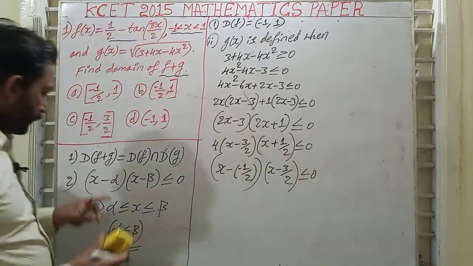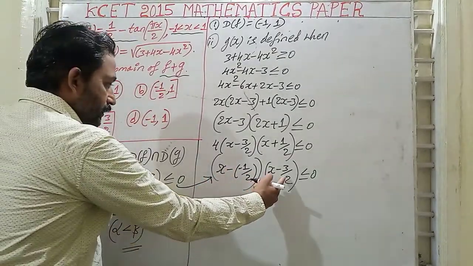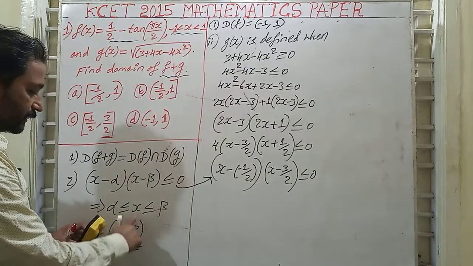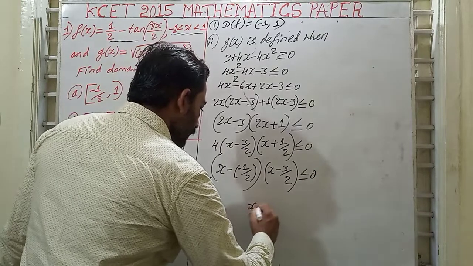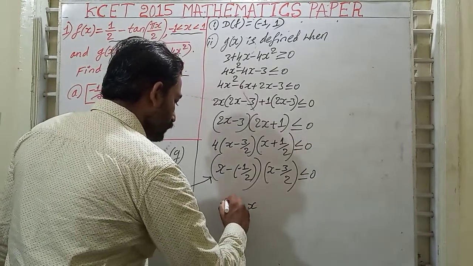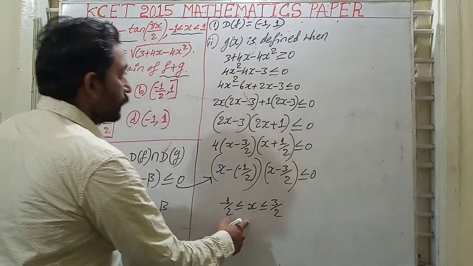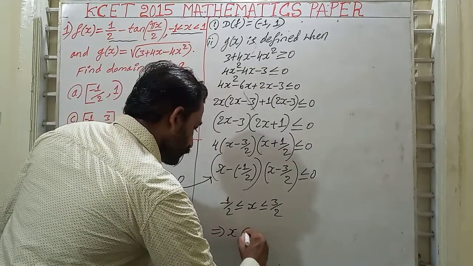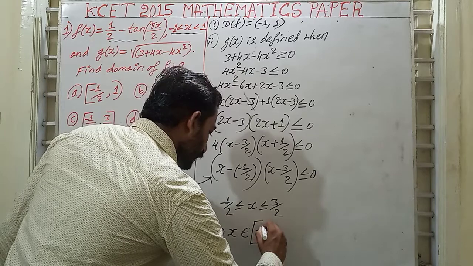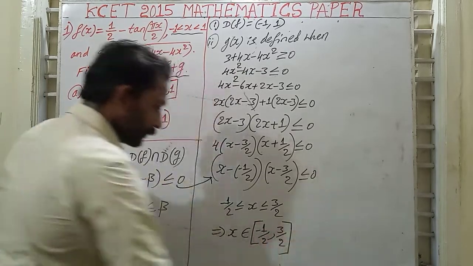Now it is in the form of x minus alpha, x minus beta less than or equal to 0. In this case, alpha is minus 1 by 2 and beta is 3 by 2. Here alpha is less than beta, so directly write down the x values. x is greater than or equal to minus 1 by 2 and less than or equal to plus 3 by 2. This is the domain of the function g. So x belongs to the closed interval minus 1 by 2 to plus 3 by 2, closed interval, both are included.